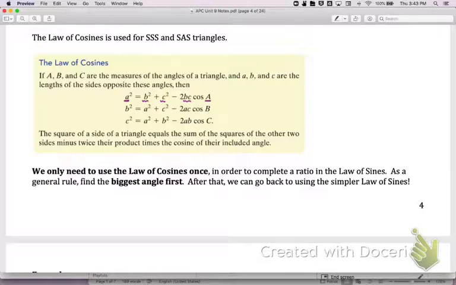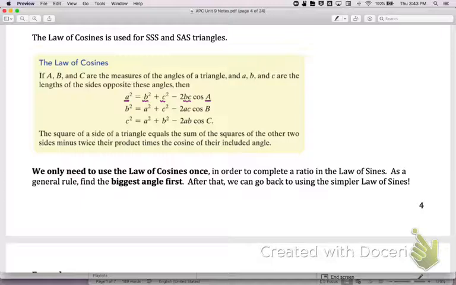Now, here's the deal. The law of cosines is much more complicated than the law of sines, so we're only going to have to use the law of cosines once. Once we do that, then we'll have a complete ratio and we can use the law of sines.